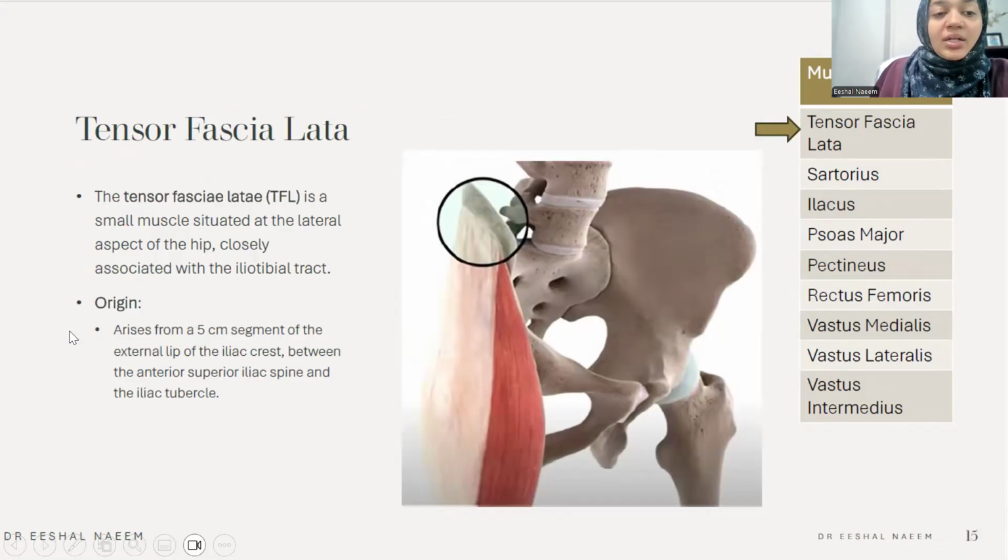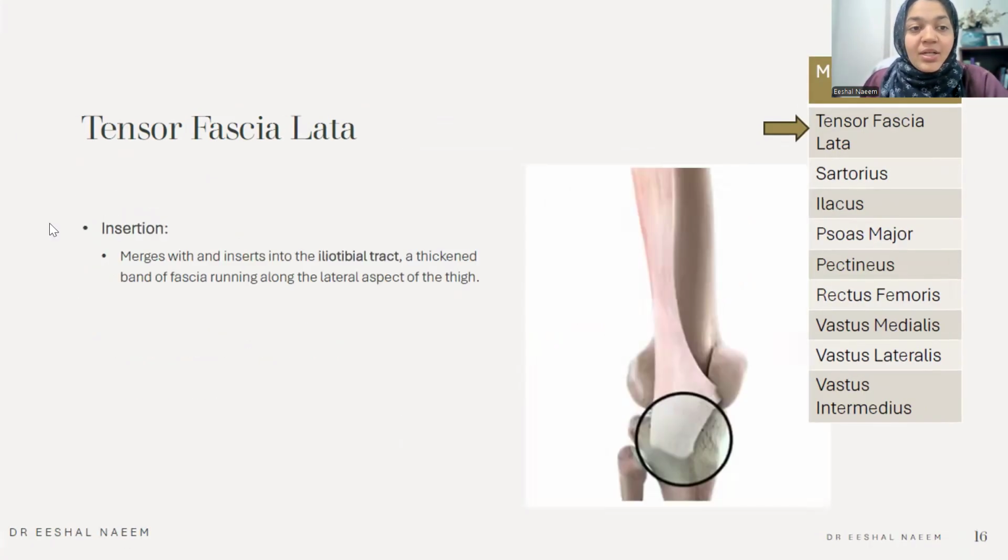Now, the tensor fasciae latae is a small muscle. It's situated at the lateral aspect of the hip, closely associated with the iliotibial tract, because it's going to converge into the iliotibial tract later on. It arises from a 5 centimeter segment of the external lip of the iliac crest between the anterior superior iliac spine and the iliac tubercle. And this region we even did when we did the hip bone, right? So the tensor fasciae latae merges with and inserts into the iliotibial tract, a thickened band of fascia running along the lateral aspect of the thigh.